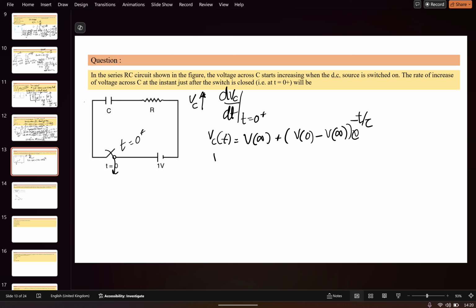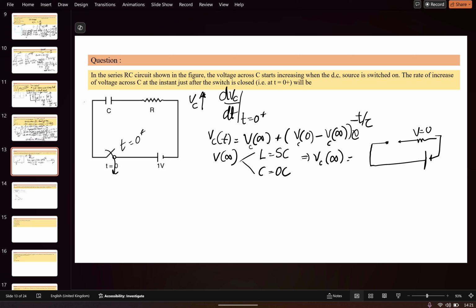If you see, V infinity is the value when the switch is closed and the circuit is in steady state. I have told you the inductor will be short circuited and the capacitor will be open circuited. In this case V infinity becomes VC infinity. The circuit is open circuited, no current passes through the resistor, so the voltage across it is 0. Suppose this is positive and this is negative, so VC infinity will become 1 volt.